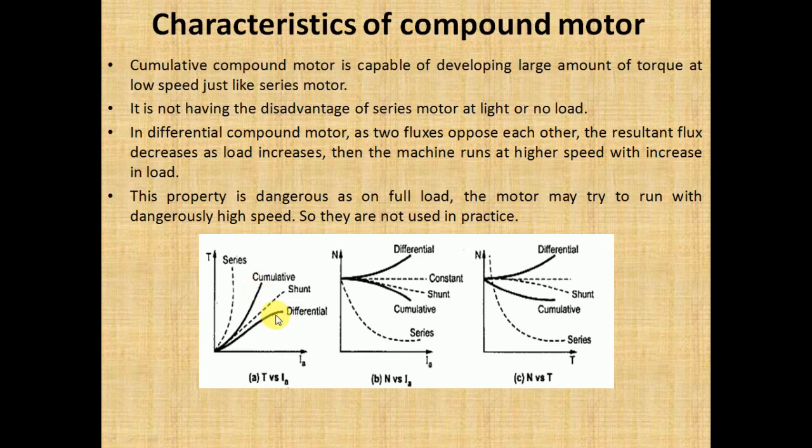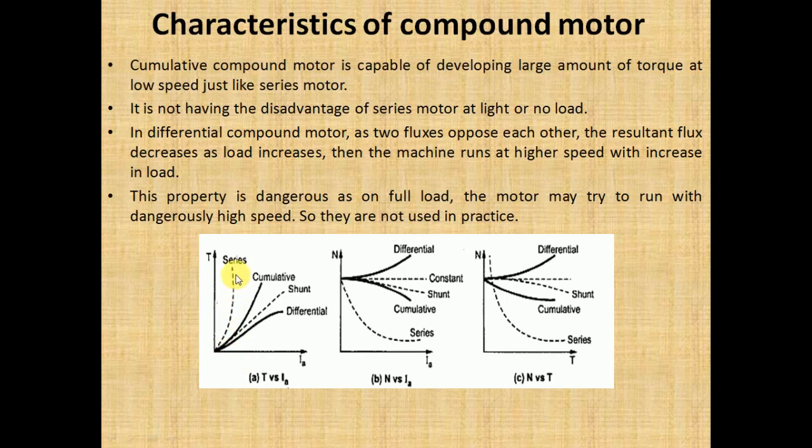In the case of the differential compound DC motor, both these fluxes act opposite to each other. So when the load current is increasing, definitely the magnitude of armature current will also increase. This further causes the current flowing through the series field winding to increase. Therefore, the resultant flux gets reduced when we try to increase the value of load current.